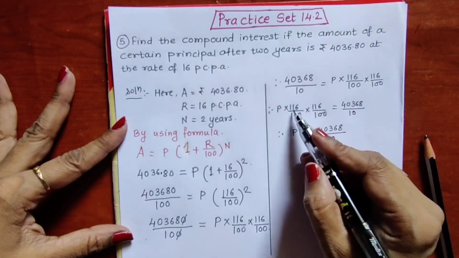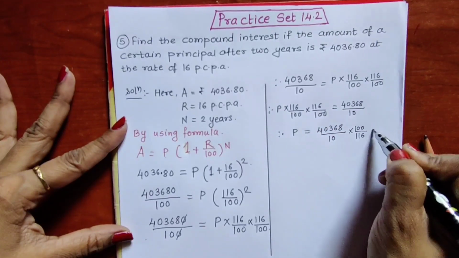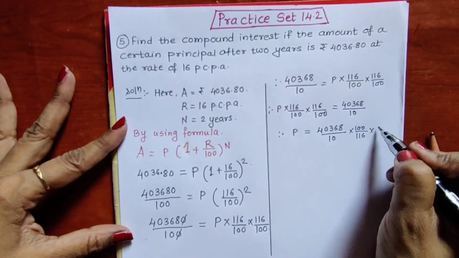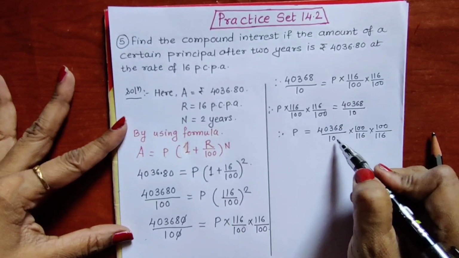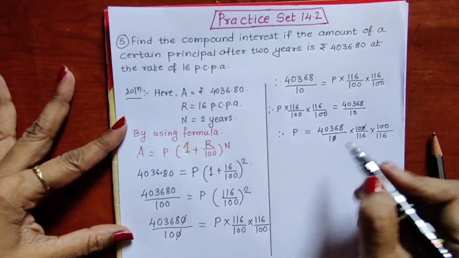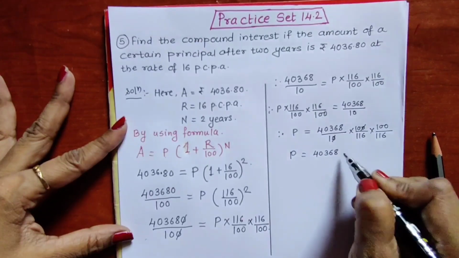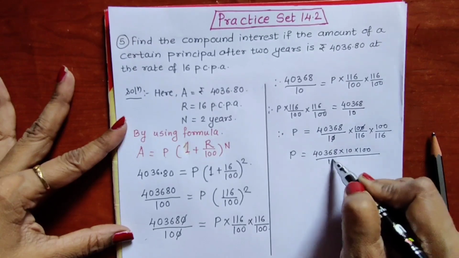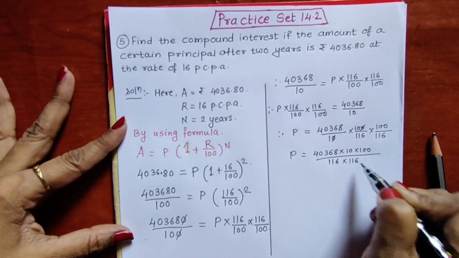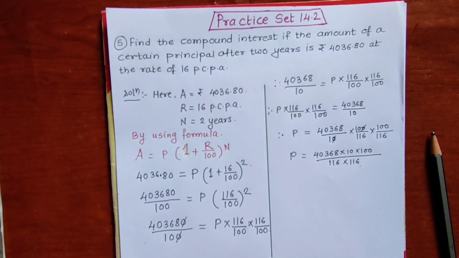116 upon 100 transfer from left to right, it becomes 100 upon 116. Again this 116 upon 100 transfer, it becomes 100 upon 116. Okay. Now this 0 cancel with this 0. So I will be getting 40368 into 10 into 100 upon 116 into 116. Now this 116 into 116, this multiplication we have to do. So I will be using my rough page to do this multiplication.